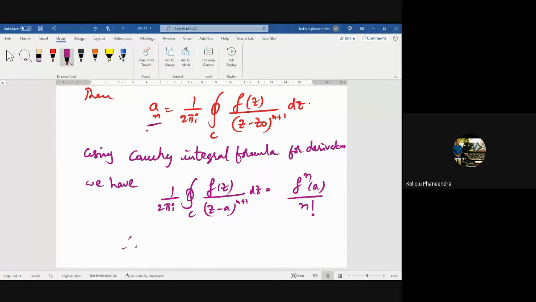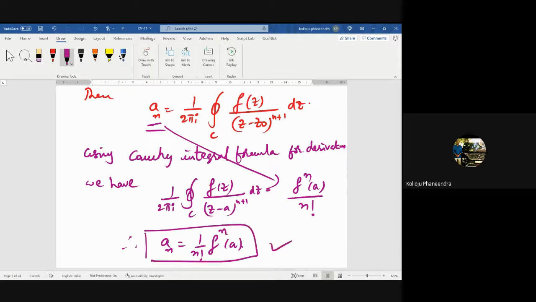Therefore, what is this a_n value? Exactly this. Therefore, a_n equals 1 by n factorial f^n(a), which is exactly Taylor's theorem. In Taylor's theorem, what is the a_n formula? Exactly this, which is the value of a_n in the Taylor series.